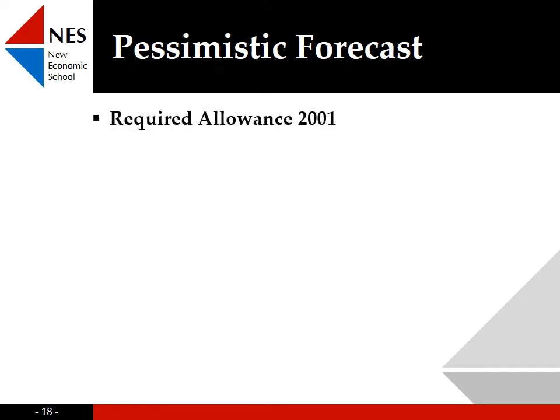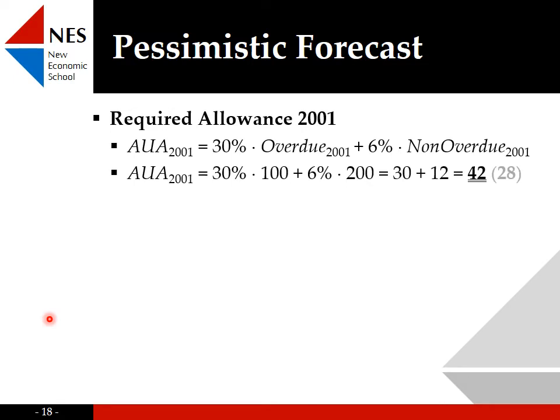Let us first consider the case when the company remains pessimistic about its ability to collect receivables. In such a case, it should keep its pessimistic bad debt policy, requiring the allowance at 30% of the overdue accounts and 6% of the non-overdue accounts. At the end of 2001, the company has 100 in overdue accounts and 200 in non-overdue accounts. Applying these percentages brings us to the required allowance of 42, which is significantly higher than the initial 28.